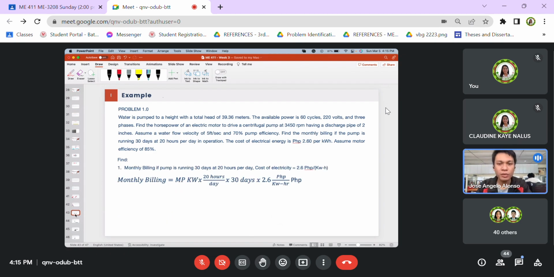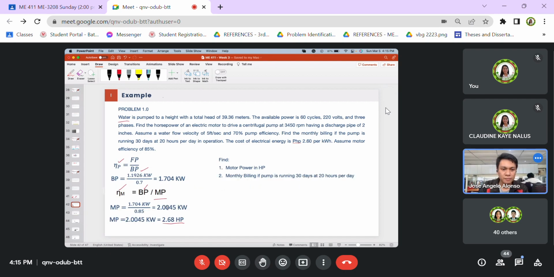So the formula for the monthly billing is equivalent to the motor power in kilowatt multiplied by how many hours the motor is running per day, which is 20, multiplied by how many days bago tayo mag-billing. Usually naman is 30 days or 1 month. So multiply lang natin yan times the cost of the electricity in peso per kilowatt hour. So we have the value of the motor power in kilowatts. That is 2.0045.